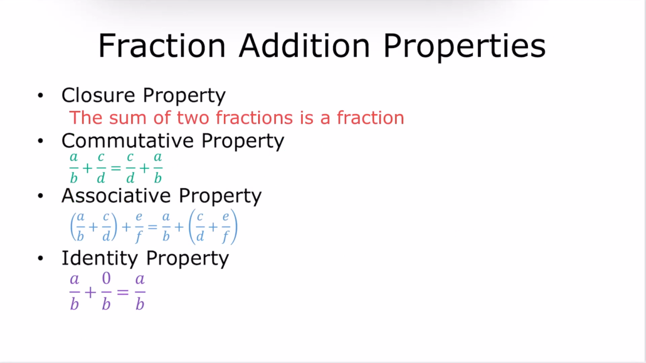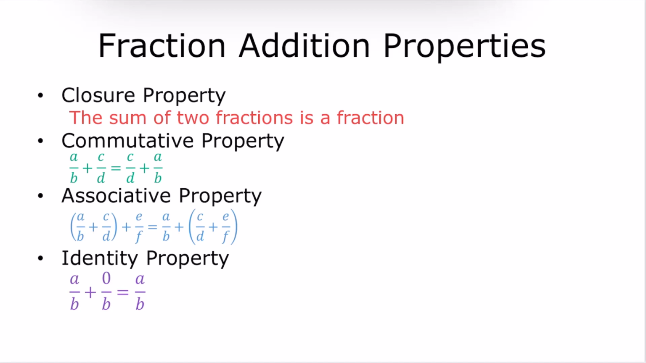So when you're adding fractions together, the properties that we learned for whole number addition still apply. So we have the closure property, which says that the sum of two fractions is a fraction. We have the commutative property, which says that you can rearrange the order of adding up the fractions and the answer will still be the same. We have the associative property that says it doesn't matter which fractions you add together first, the answer will still be the same. And then we have the identity property that says any fraction plus 0 equals that same fraction.